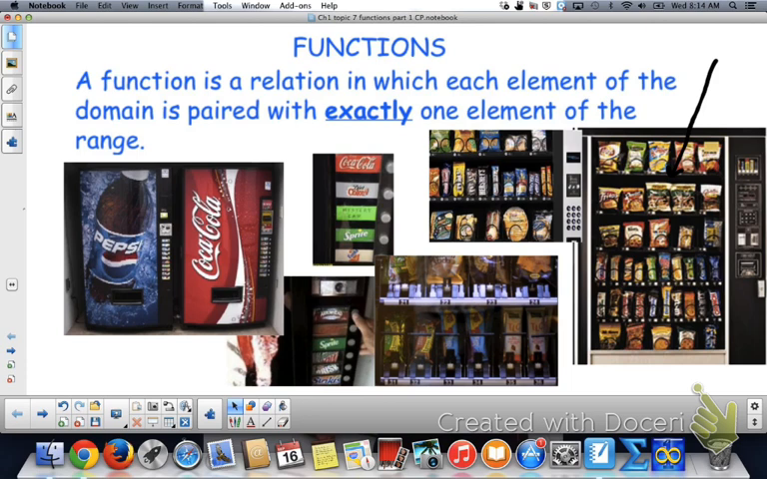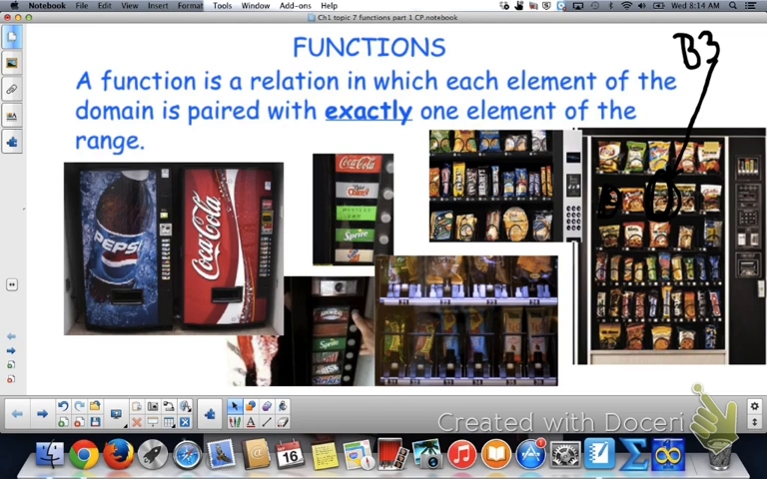All right, now, one thing I want to talk about here. If I go to the vending machine and I press B3, I'm going to get these pretzels right here. So if you then go to the vending machine and you press B3 and you get these Fritos instead, something's wrong with the machine. It's not acting correctly, which means it's not a function.